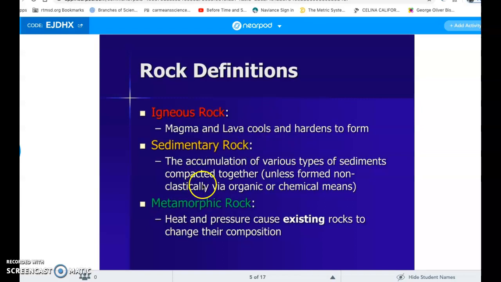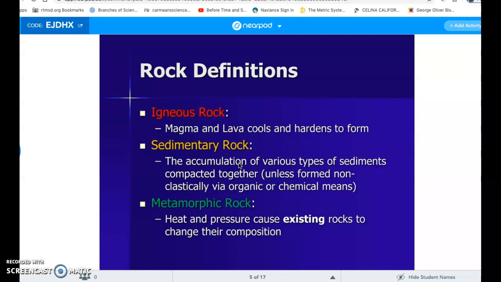All right. The second type of rock is sedimentary rocks. Sedimentary rocks come from the accumulation of various types of sediments compacted together. What that means is that as little pieces of sediment over time come together and are pushed down by gravity and the weight of the layers of earth above them, all the liquid smushes out of them, and then they form sedimentary rocks.